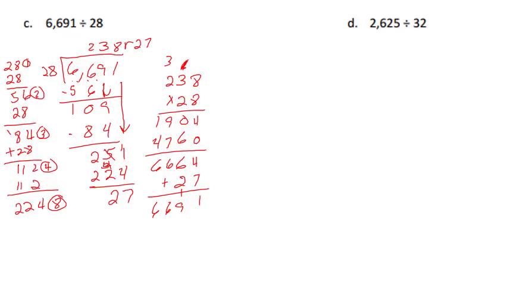Our next one, 2,625 divided by 32. Now we can see it's not going to be able to go into the first 2 digits, so we're going to have to go in the first 3 digits. Now this is one where we're going to have to do a lot of skip counting by 32 in order to get there. So I'm starting with 32 plus 32.